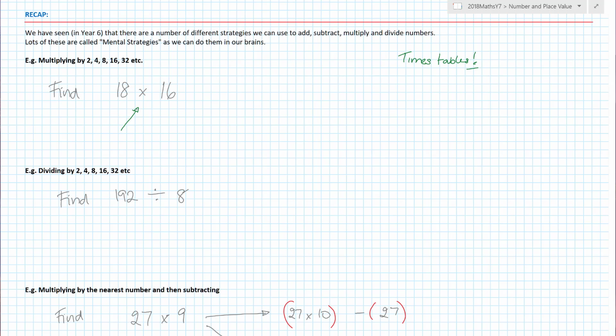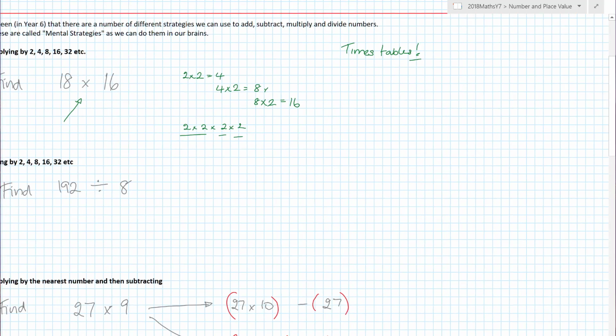16 is a really, really awesome number because, well, what is 2 times 2? Yep, 4. And what is 4 times 2? 8. And what is 8 times 2? 16. Oh, hold on a moment. 8 times 2 is 16. Wow. So 16 was the same as 2 times 2 times 2 times 2. Just check. 2 times 2 is 4, 8, 16.